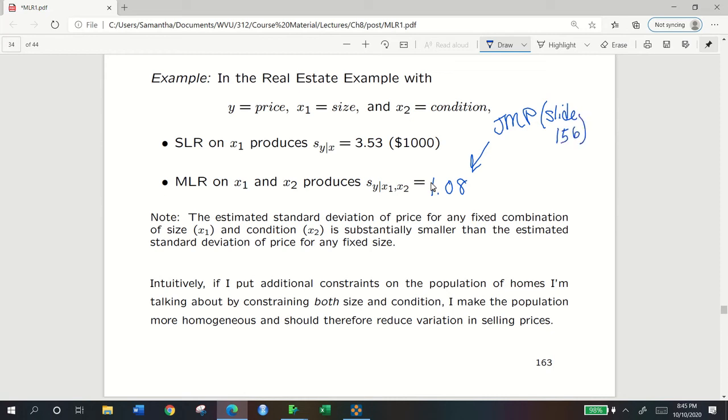And so we note that the estimated standard deviation of price for any fixed combination of size and condition is substantially smaller than the estimated standard deviation of price for any fixed size. Again, the more predictors we add, the less variation we should see, because more of the variation has been explained by our predictors.